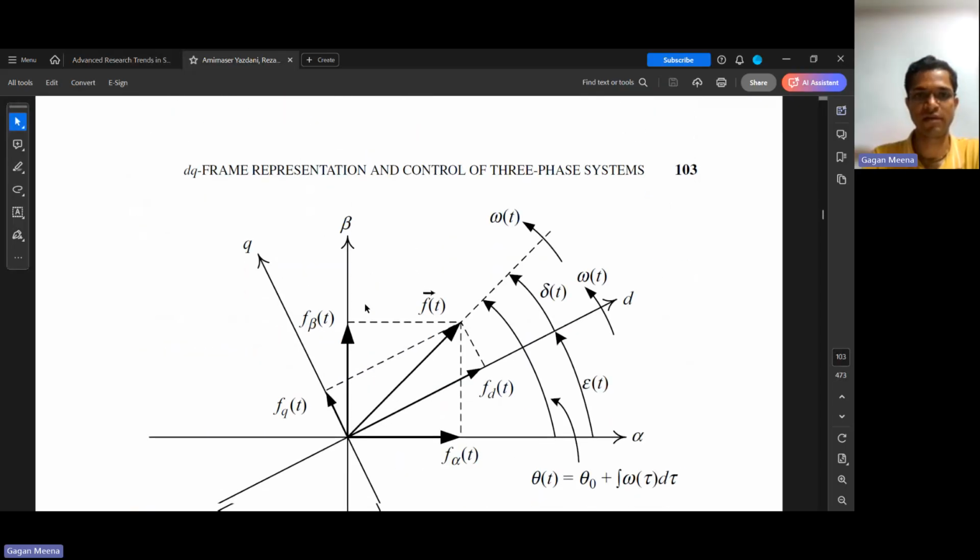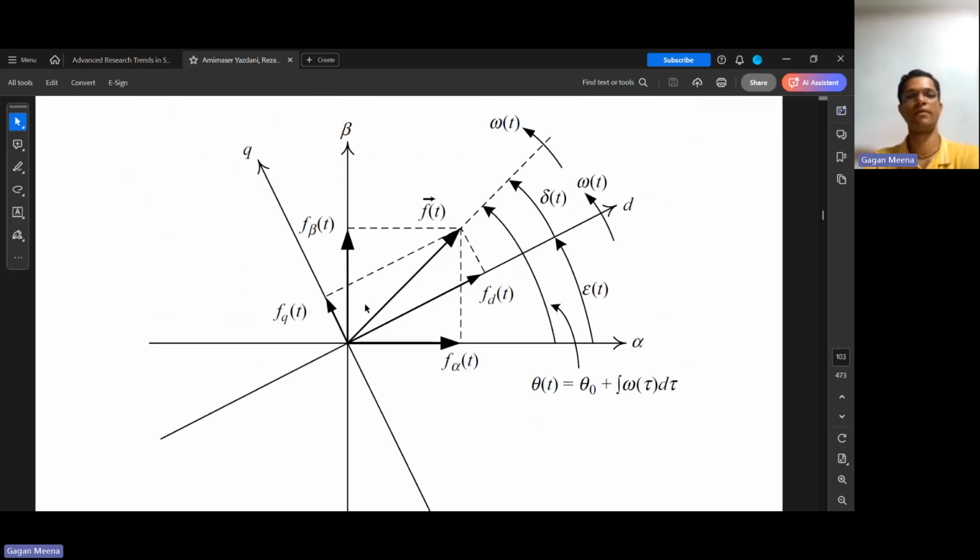Yes, this is the figure. Okay, so this is the space phasor, which is composed of all the three phase quantities. And alpha beta, you can decompose it into cos and sine, this is the alpha, this is the beta component, and then here you have D and Q.